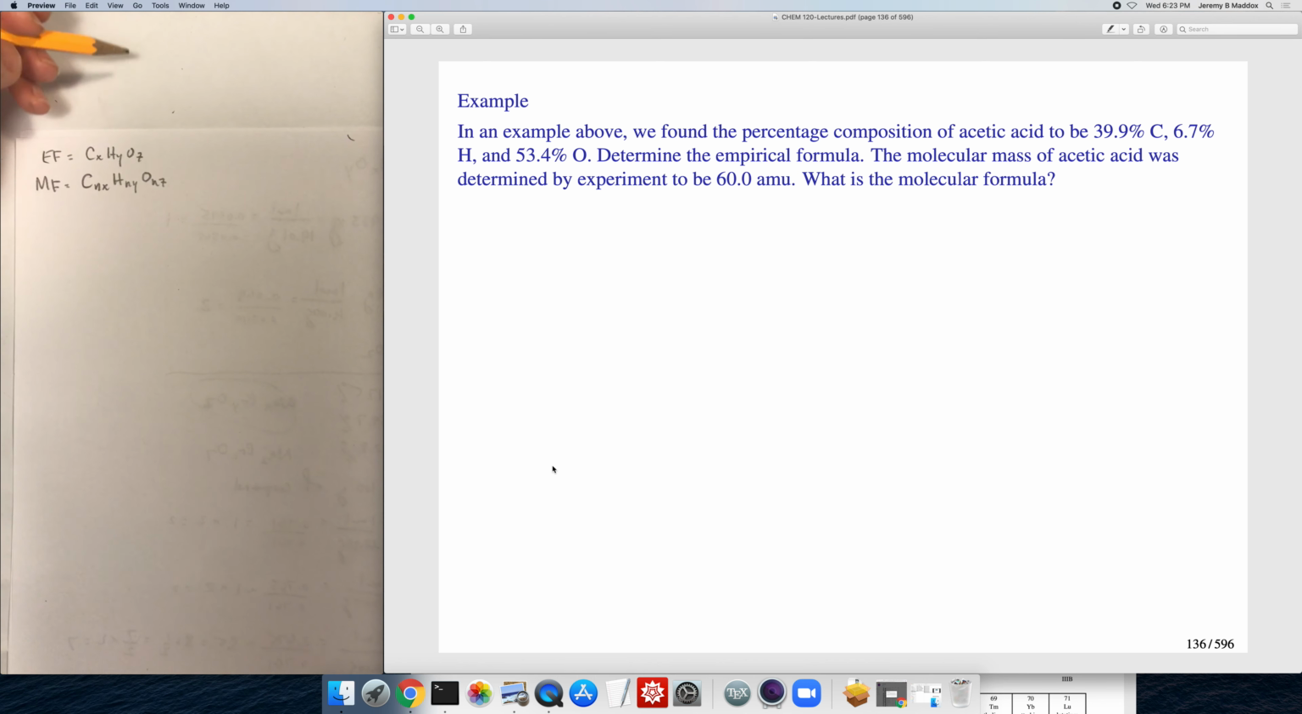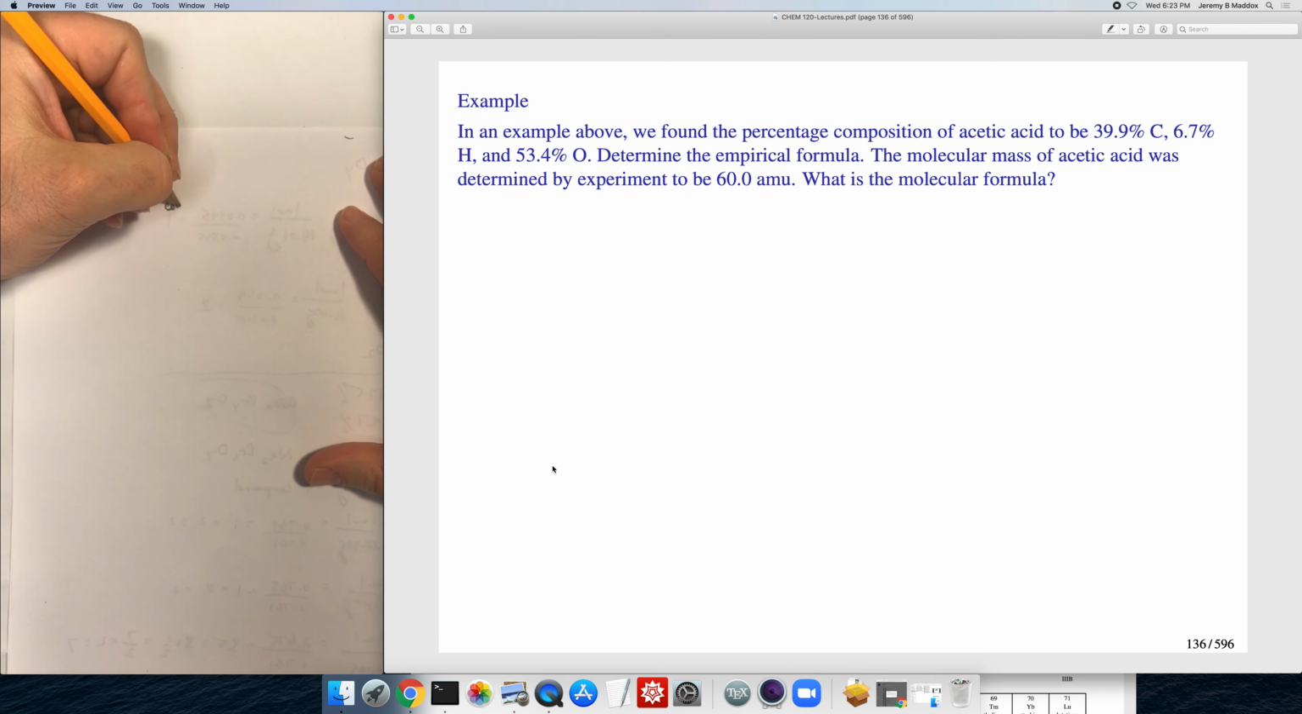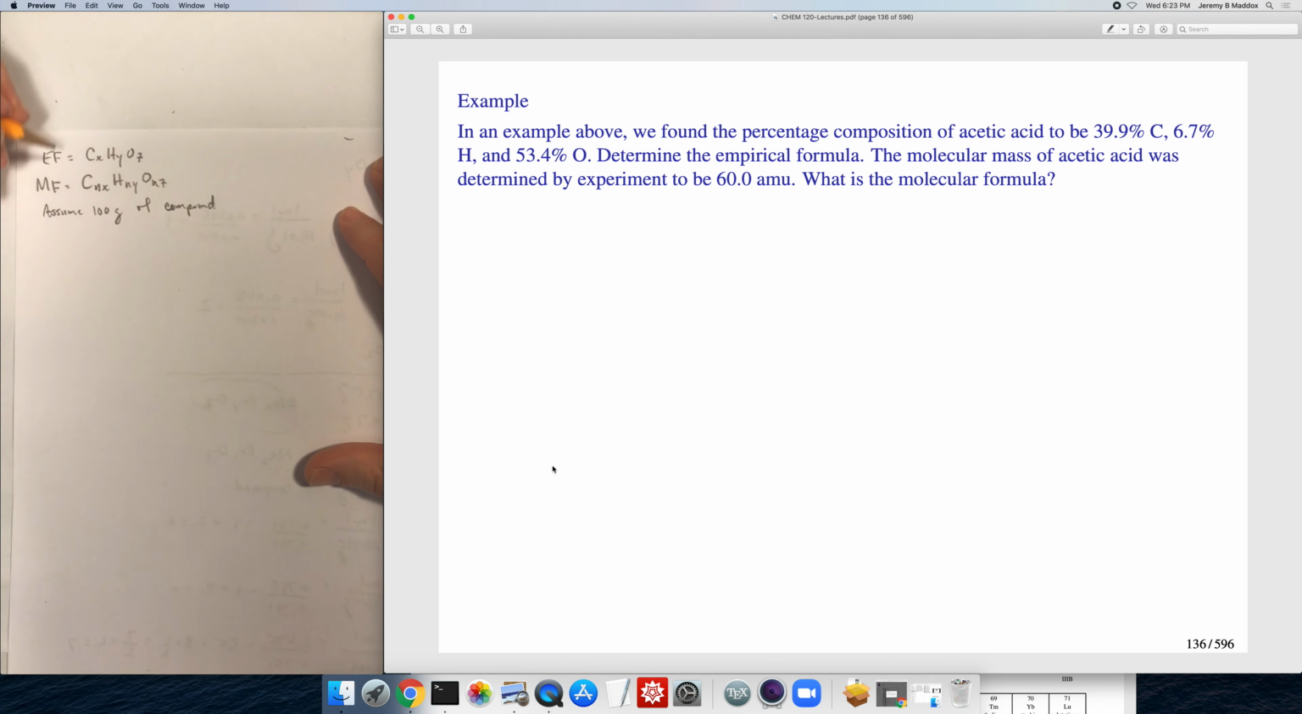So our goal is to basically calculate nx, ny, and nz, and that will be the molecular formula. Since all we know here is the percent composition, we'll do the same trick that we did before. We'll assume 100 grams of compound, and then we can take the mass of carbon to be 39.9, the mass of hydrogen to be 6.7, and the mass of oxygen to be 53.4. And so we'll use those masses and convert them to moles.